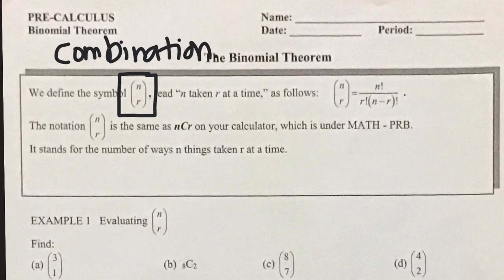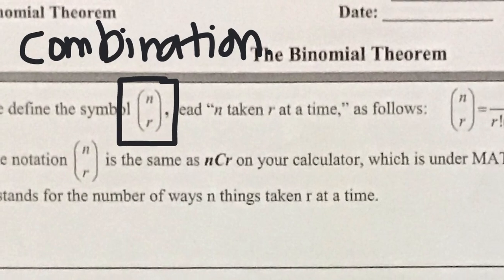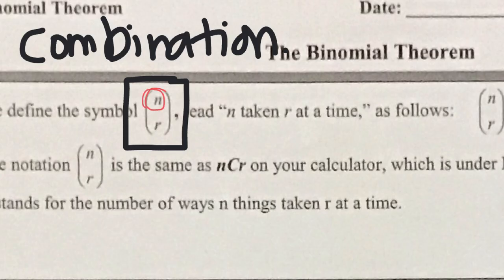A combination is simply, out of a group of n things, right? N books, n students, n animals, n options at Sonic, how many are we choosing at a time? So the n value is your total number of options that we have available to choose from, and r is how many we are choosing at a time. So it says n things taken r at a time.